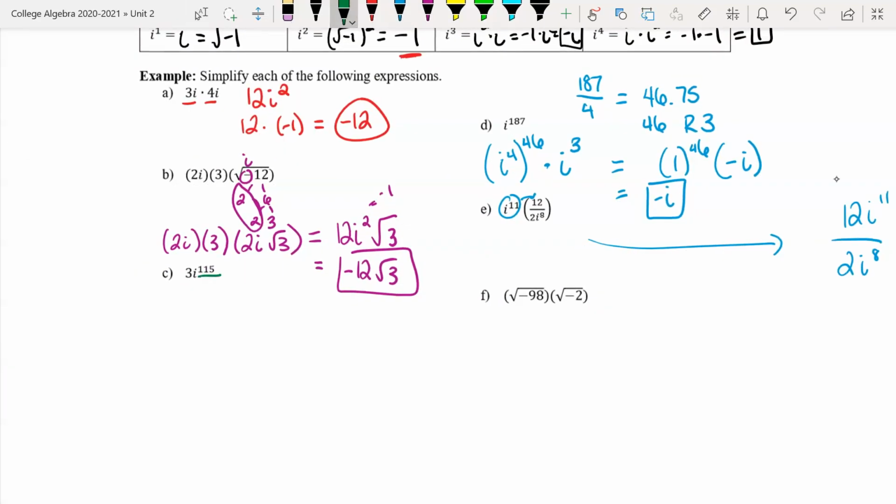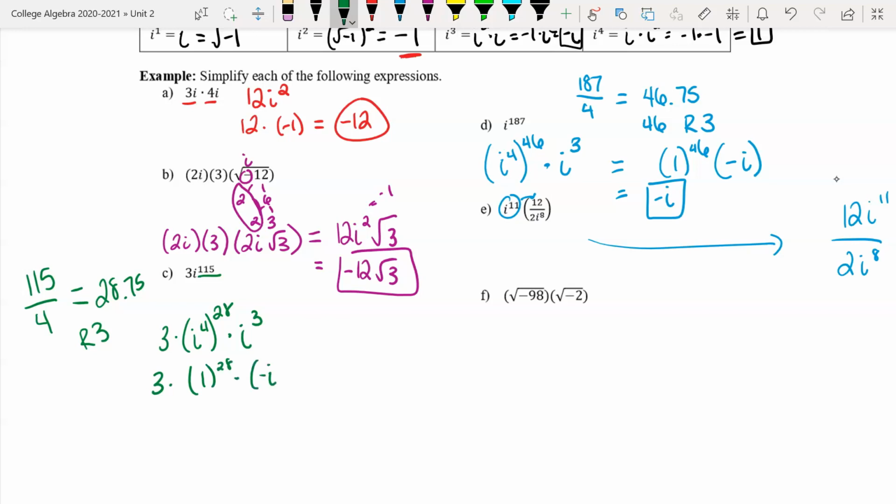Again, same thing, if they give you a really big exponent, I would divide it by 4 first. So 115 divided by 4 is going to give you 28.75. So I have remainder 3 again. So I would do 3 times i to the 4th to the 28th times i cubed. So this is 3 times 1 to the 28th times negative i. Just simplified everything I knew. And it becomes negative 3i whenever you multiply everything.